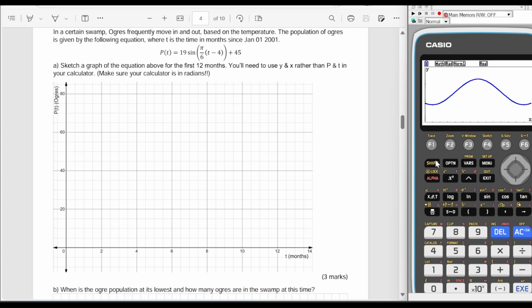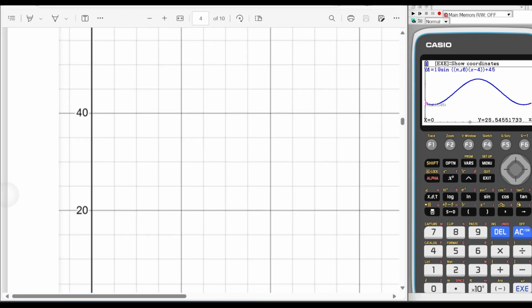So let's get some key features on our graph. If we go into trace and go 0, you can see the ogres started about 28. So we're going to try and put that on our graph there. 28.5-ish. There it is. Just try and be fairly accurate as you're graphing this.